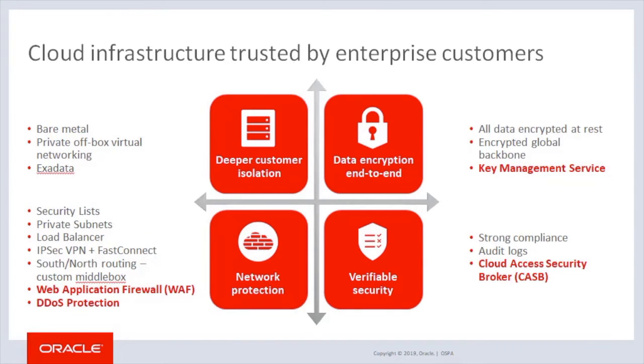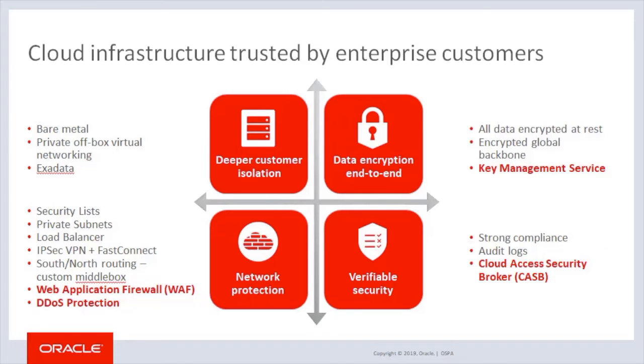Oracle Cloud Services make security a top priority. Security is broken down into 4 areas. Number 1, deeper customer isolation to prevent customer peering or accidental data sharing. Number 2, data encryption end-to-end, so data cannot be viewed by non-authorized users.